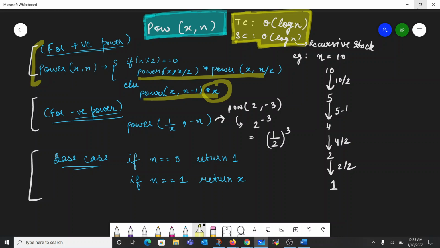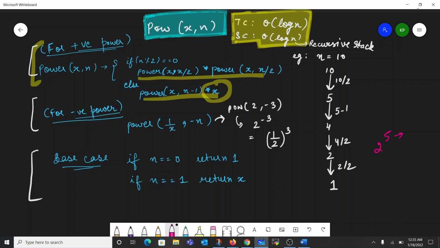The way we were doing before, when the power is 5, then what we were doing was 2 raised to power 5. So we were doing it like this: 2 raised to power 2 into 2 raised to power 2. Basically, this was for the even part, and this is because of the odd part. We were simply multiplying our base with the other even part. So this is what we are doing here.